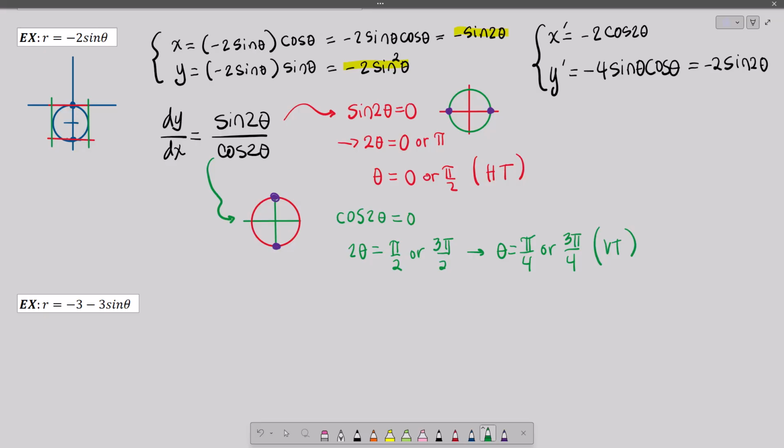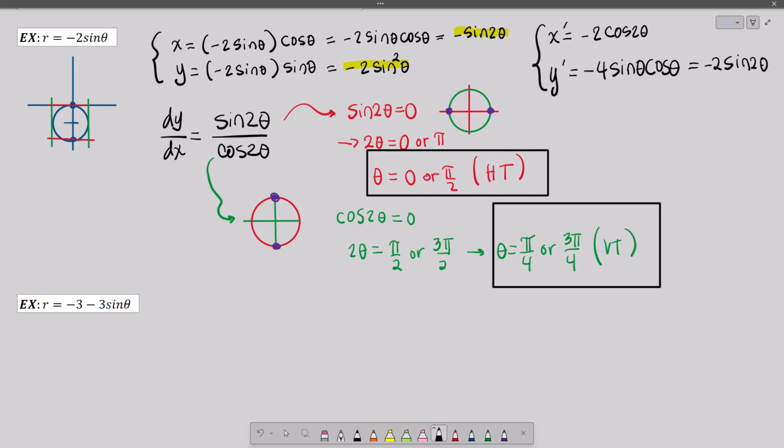As long as the numerator is not simultaneously 0, of course it's not. If we plug in pi over 4 there, sine of pi over 2 is not 0. If we plug in 3 pi over 4 there, we get sine of 3 pi over 2, which is not 0. So these are the angles where we have vertical tangents right here. And these are where we have horizontal tangents right there.